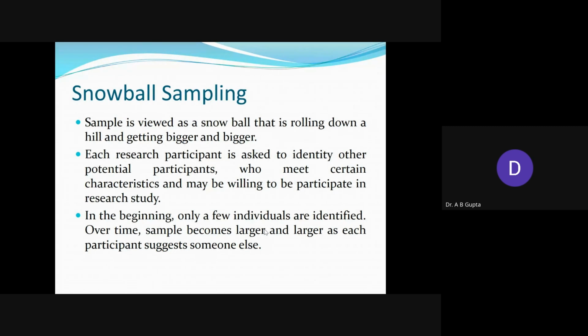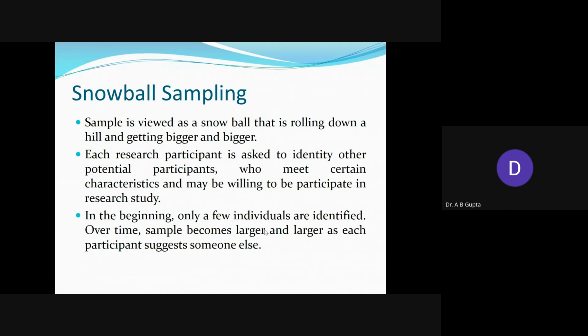And then the last one is snowball sampling. Another very important type of sampling. This sample is viewed as a snowball. What is the characteristic of a snowball? When a snowball is rolling down a hill, it gets bigger and bigger because it is collecting snow while it is moving. So it is snowball sampling.